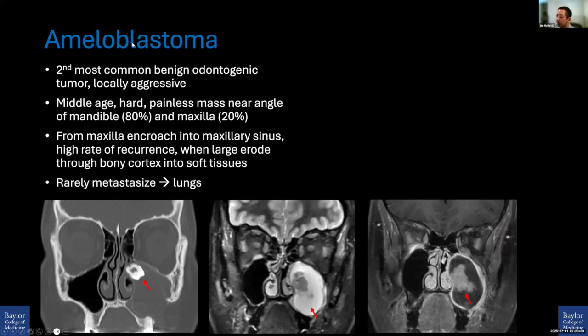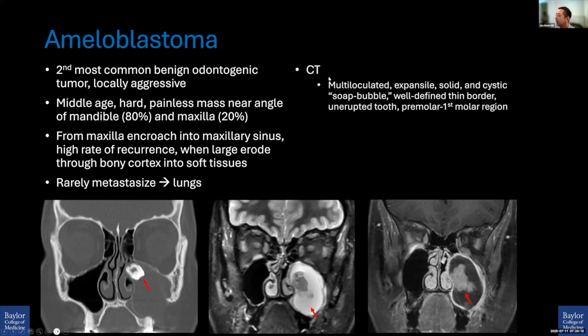Another entity I want to talk about in terms of benign neoplasms is ameloblastoma. This is the second most common benign odontogenic tumor. It's locally aggressive. The typical demographic is going to be middle age, presenting with a hard, painless mass near the angle of the mandible 80% of the time and the maxilla 20% of the time. When it does occur in the maxilla, it can encroach into the maxillary sinus and present as a sinonasal mass, and there's a high rate of recurrence. When it's large, it can erode through bony cortex into soft tissues. It rarely metastasizes, and when it does, it can metastasize to the lungs.